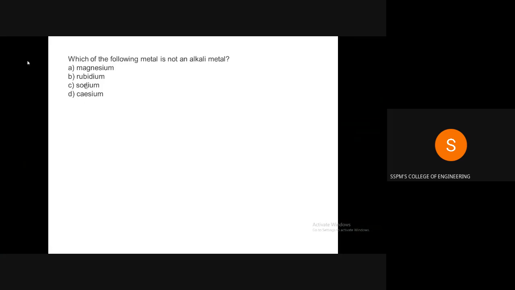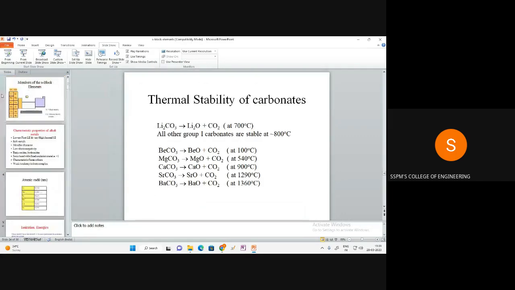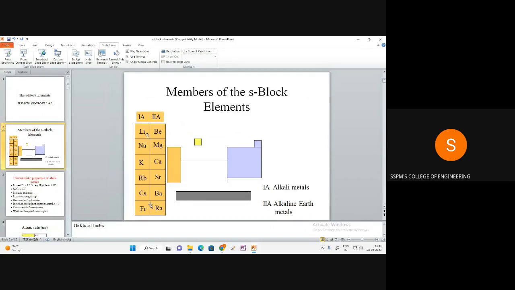Then, which of the following metals is not an alkali metal? You can find the answer easily when you know the group elements. If you know the elements of a group, you can answer this question. Magnesium, rubidium, sodium and cesium. So remember these alkali metals. These are called alkali metals and those are alkaline earth metals. So one is there which is not an alkali metal.